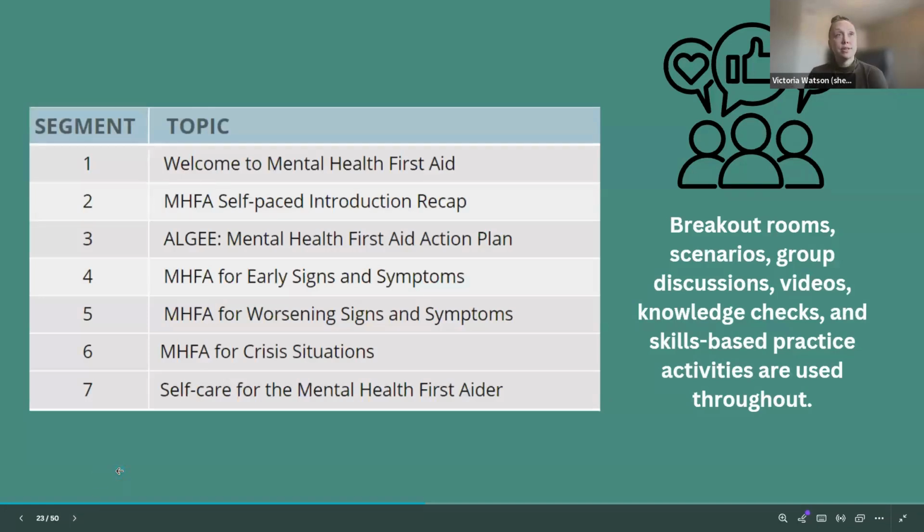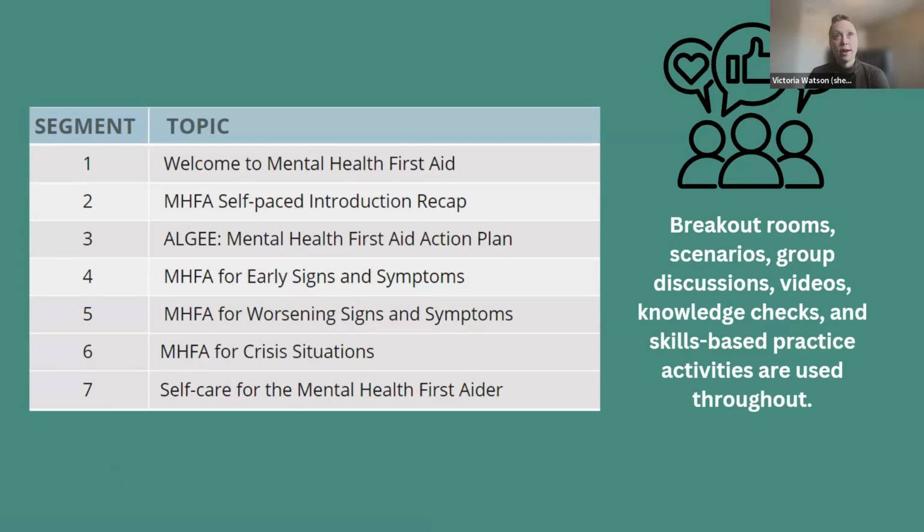So the curriculum is in 7 segments, and we start with a recap. Some of the information I'm sharing today about the history is in that first section, making sure folks are reviewing the information they did on their own. And then we move into something that we call the ALGEE plan. That is an acronym. That is our mental health first aid action plan. And that is really the bread and butter of the curriculum and how we help folks have an easy to follow acronym action plan that's going to help us when we are helping other individuals to remember the steps.